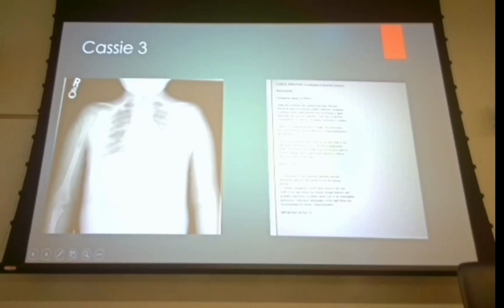How about that? Too much collimation, that's just awful. And that's a kid too, you know? Unless we're looking for some sort of foreign body, in which case we should be shooting pretty much from the nose all the way to the rectum in one image if we can get it.